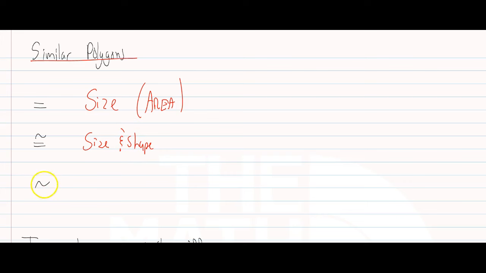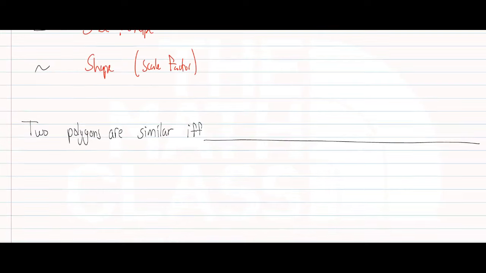And the last thing that we have is this little tilde, this similar symbol. This just means that they have the same shape. So we might have a bigger one and a smaller one. They are going to have a scale factor. The scale factor might be 1, so maybe they are actually congruent to each other. But equal means they have the same size. Congruent means they have the same size and shape. They are identical. And then similar means they have the same shape. And that's when we're looking at the scale factors.